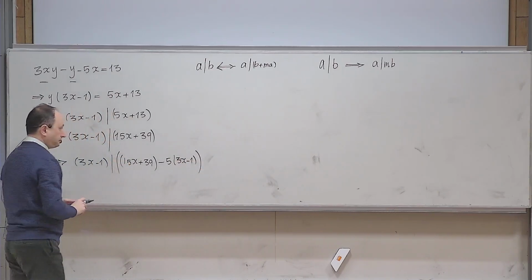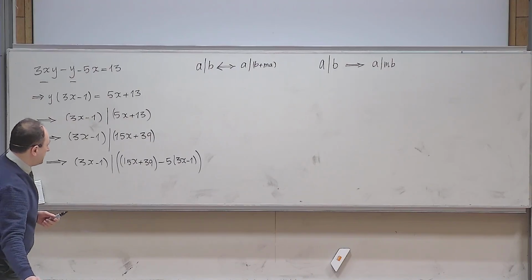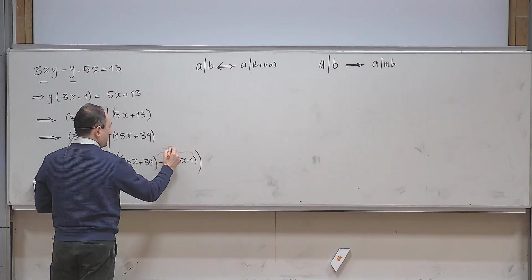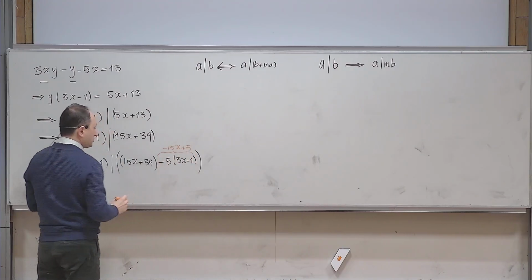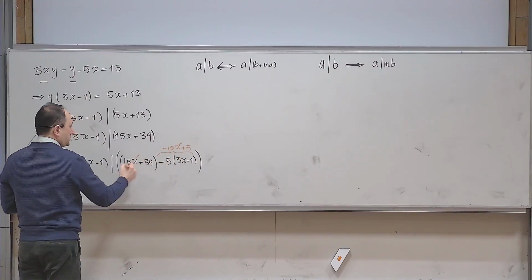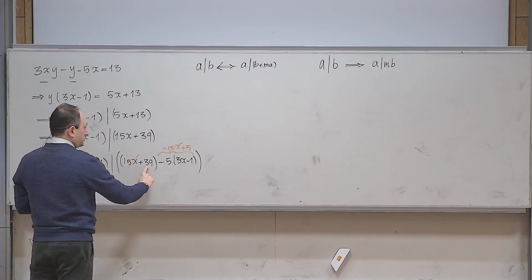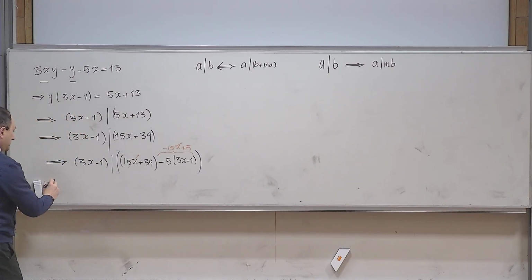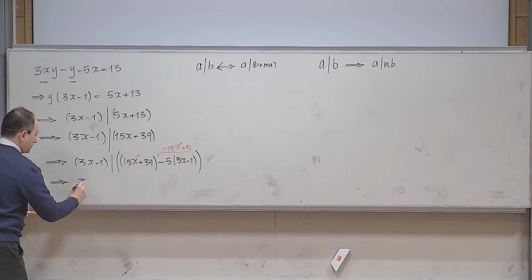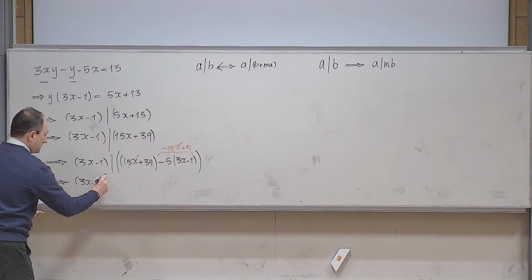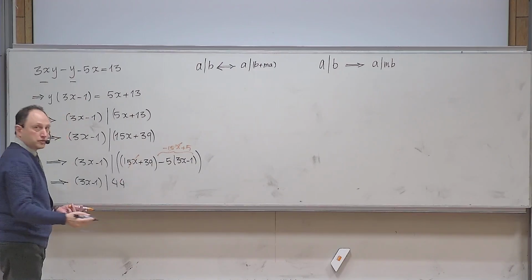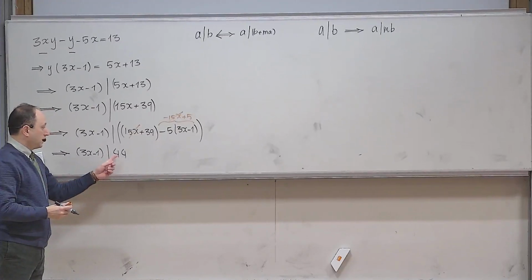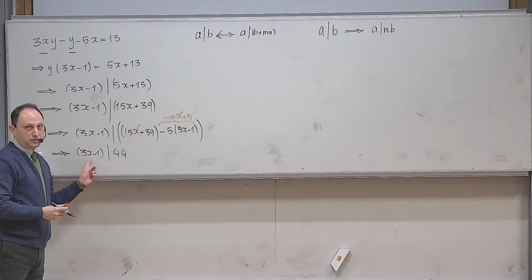Now you can see what happens if I multiply this minus 5 in: this will be minus 15x plus 5. That is good, because the minus 15x will cancel the 15x, and I am left with 39 and 5, which is 44. So this gives me that 3x minus 1 divides 44, and that is good, because now I have a constant number on the right side, and I know it is divisible by this natural number.